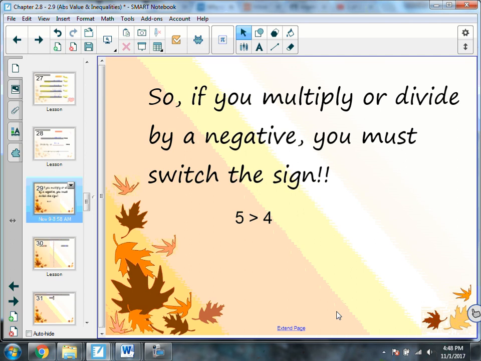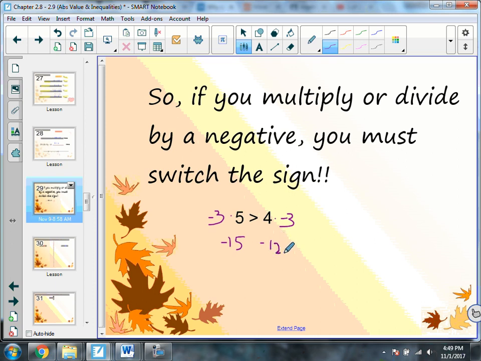5 is greater than 4. All right. Let's start with the premise that 5 is greater than 4. And let's multiply both sides by a negative. Let's multiply both sides by negative 3. If I multiply both sides by negative 3, I will get negative 15 is greater than negative 12.